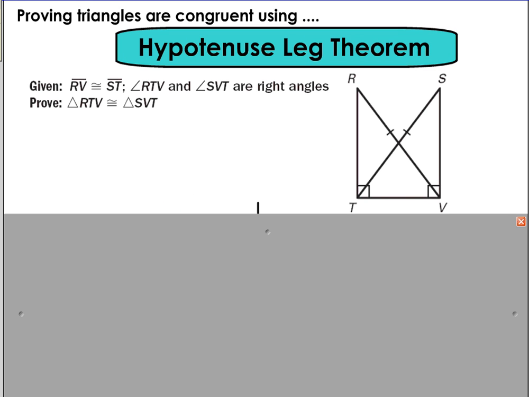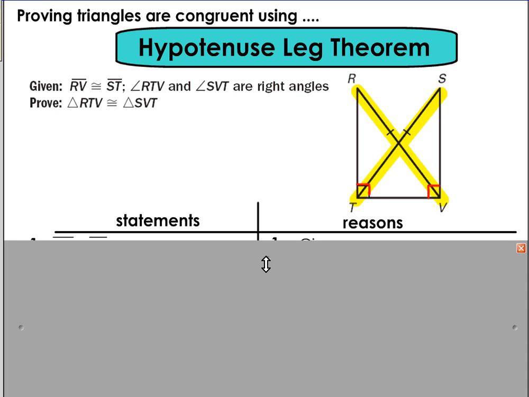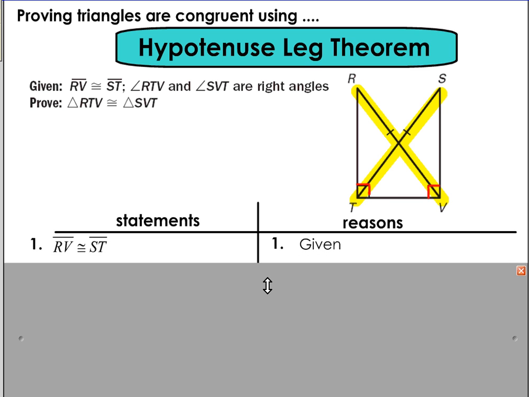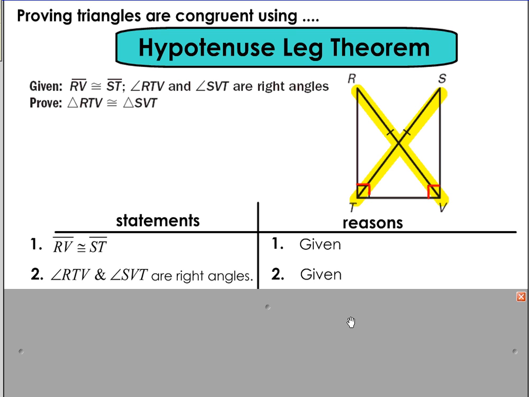In this next example for this proof, you are told that angle RTV is a right angle, and we're given that angle SVT is a right angle. So now we know that we could potentially use side-side-side, side-angle-side, angle-angle-side, or angle-side-angle congruence, or we can also now use the hypotenuse-leg theorem, whichever one will do the best job for us. We are also given that RV is congruent to ST. Starting our proof, we can list our givens: RV is congruent to ST, and we also know that angles RTV and SVT are right angles.